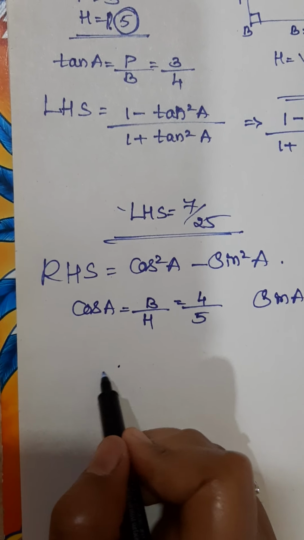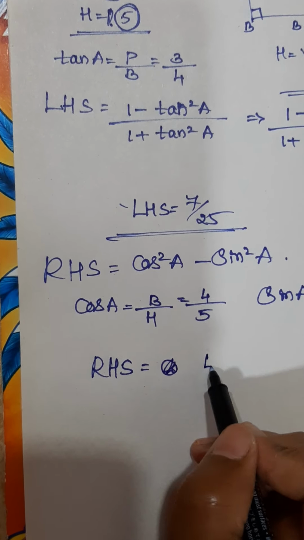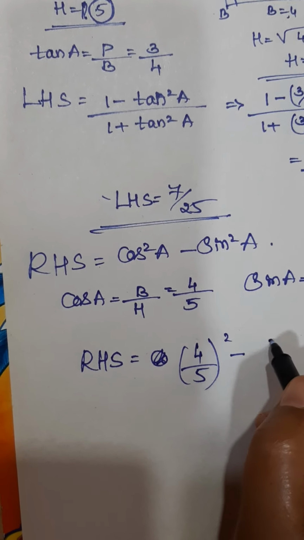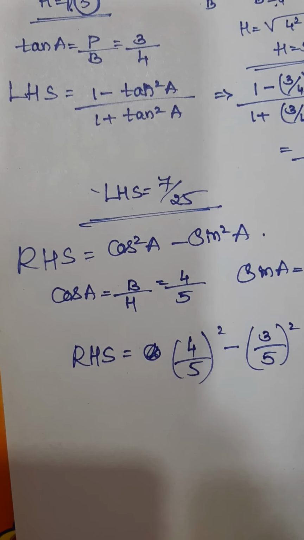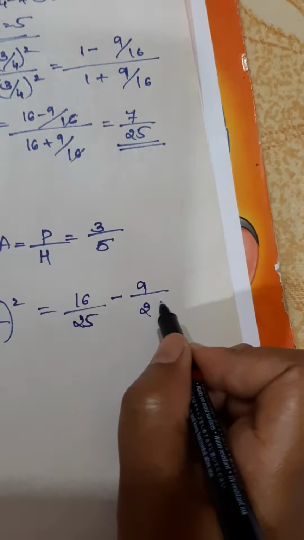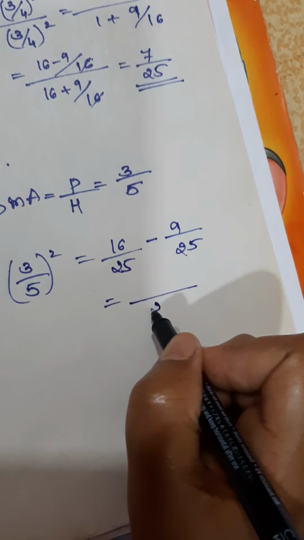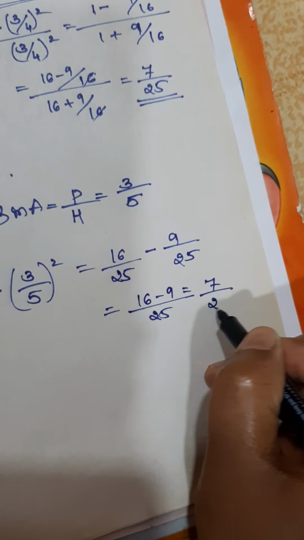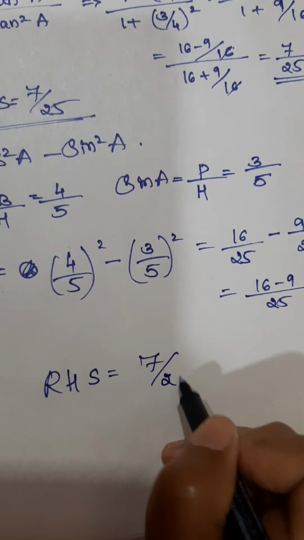So RHS is equal to cos square A, that is 4 by 5 whole square, minus sin square A, that is 3 by 5 whole square. 4 square means 16 by 25, minus 9 by 25. Both sides have only 25, so the denominator is 25. So 16 minus 9 is equal to 7 by 25. So RHS is again 7 by 25.